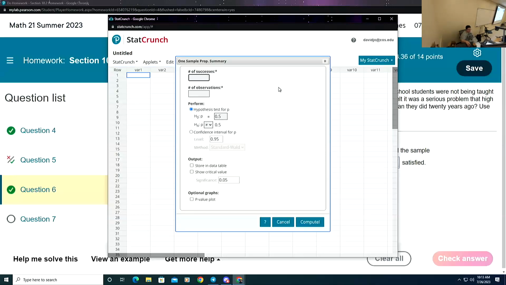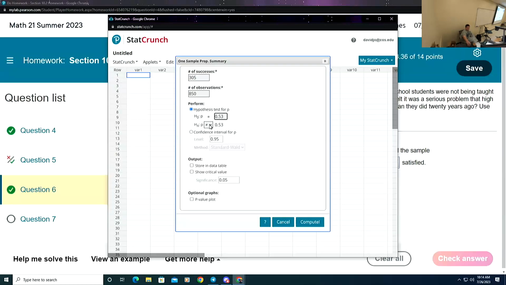They said 305 people out of 850. 305 people are considered a success here, they think it's a problem. 850 was our n. Hypothesis: p equals 0. If you pick the right test, it says H naught correctly already. We just have to put in the value here, and notice when I enter the value, it changes it in HA. So you can't mess that up in StatCrunch. If you put in the right value, you're going to be good there.